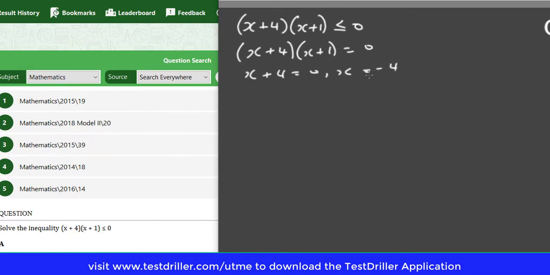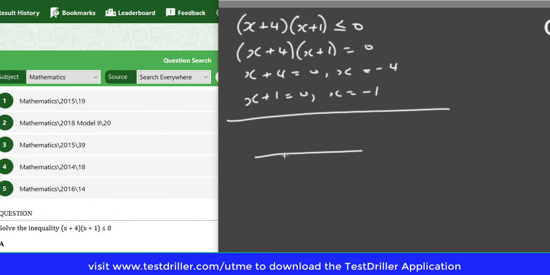So now one easy way to look at it is just draw a number line. This is minus 4, and this is minus 1. So you want to know whether x is to the left of minus 4 or to the right. And you also want to check if x is towards the right. If it's towards the right, greater than. If it's towards the left, less than. So how do you check?